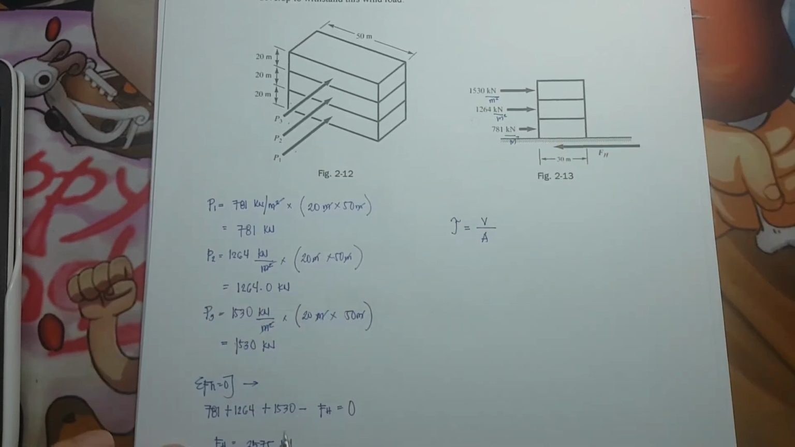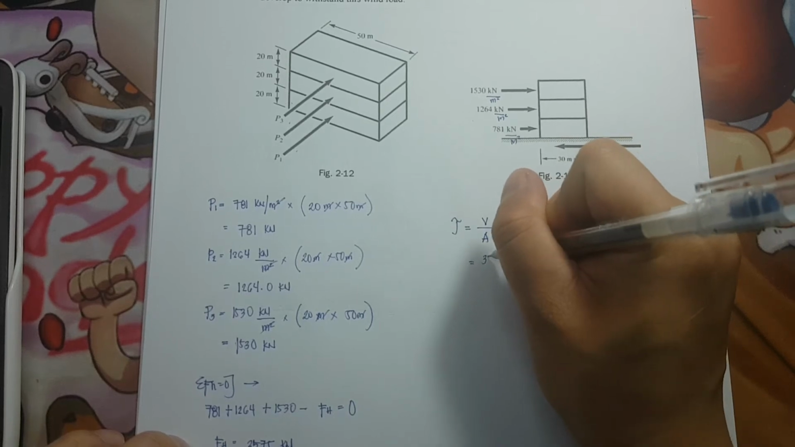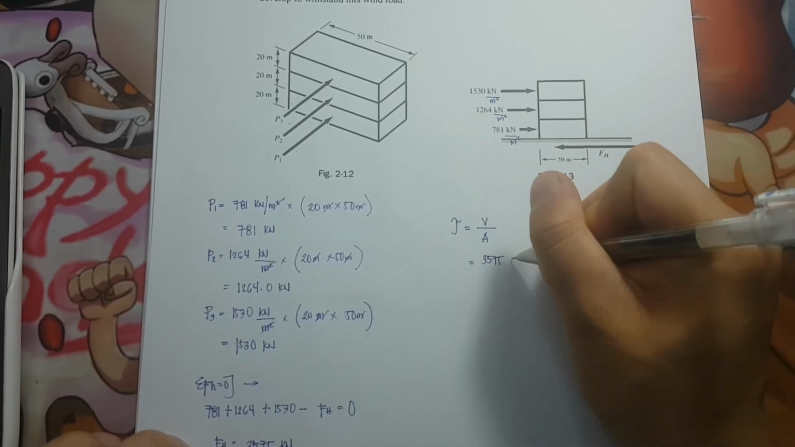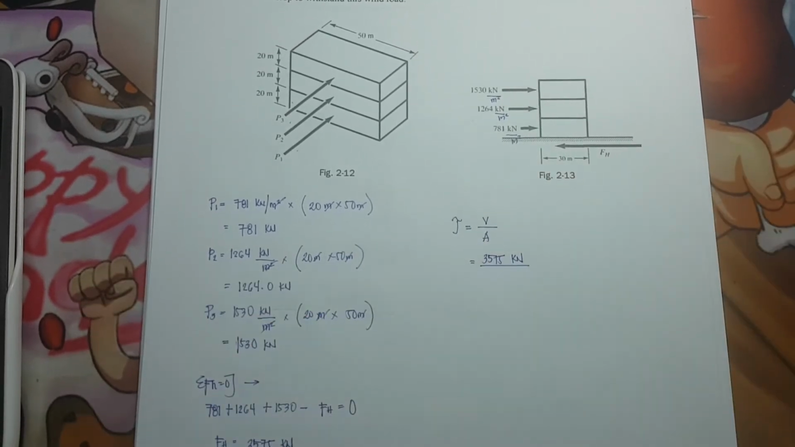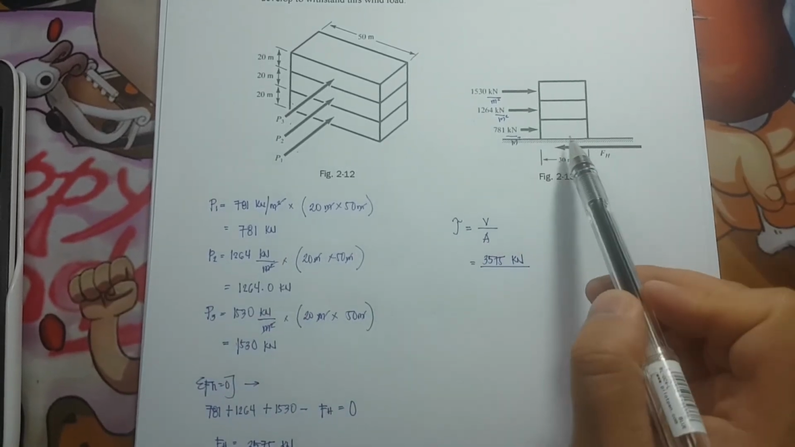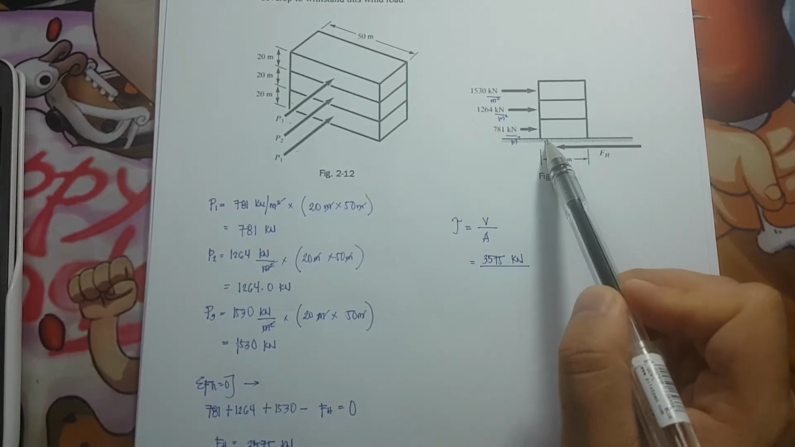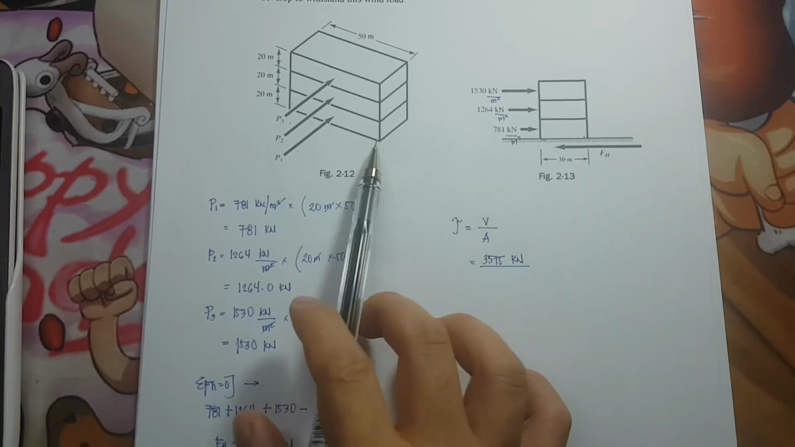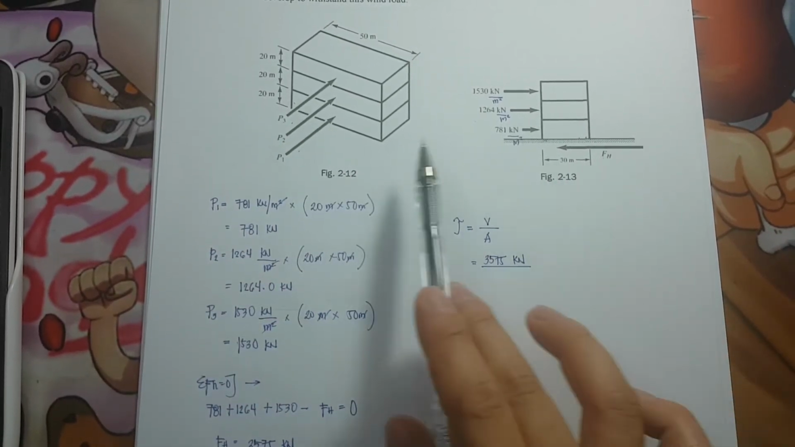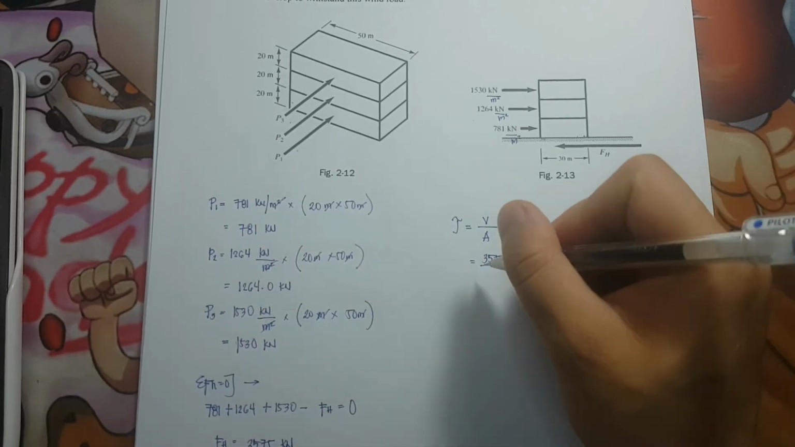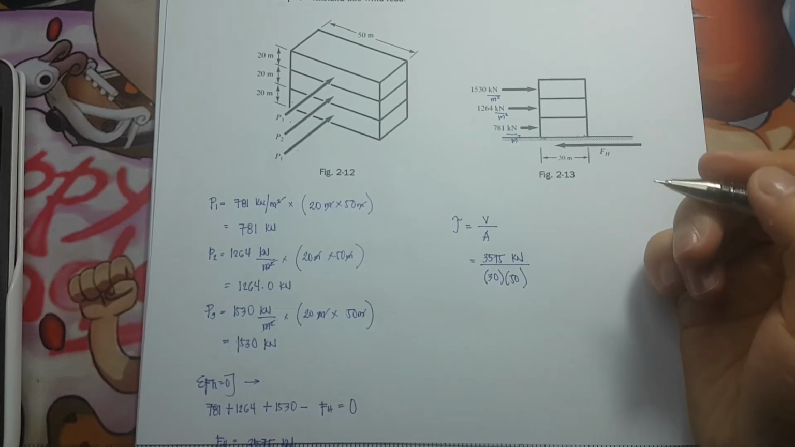The shear force that is involved here is the 3,575 kilonewton divided by the area. What is the area involved here? Take note, we are speaking of the foundation here. So the area involved would be the width times the length. So the width of 30 times the length of 50. So the area is 30 by 50 meters.